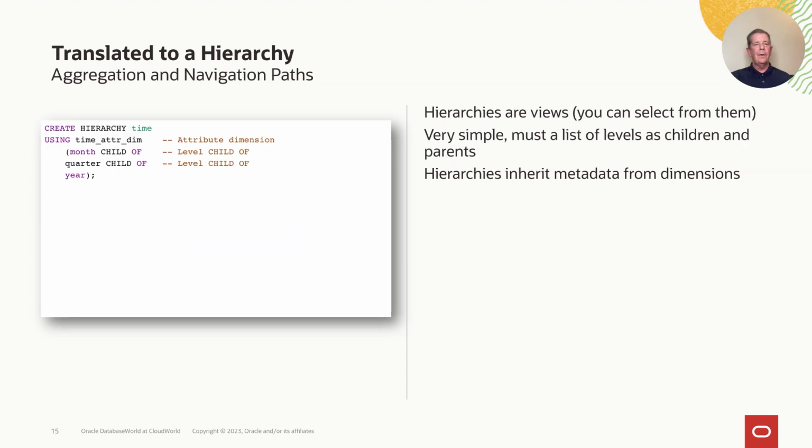And then we have the hierarchy itself. The hierarchy is actually a view, so it's an object that you can query. All this does is organize these levels from that attribute dimension into parent-child relationships and creates the actual view that you can query. The idea here is that all of the metadata, or most of the metadata, is in the attribute dimension and it can be reused over many hierarchies. So those are complete examples, and again, they're not very hard.